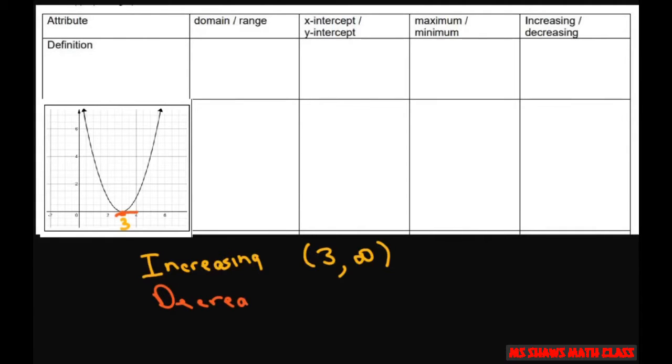but decreasing from negative infinity to 3.